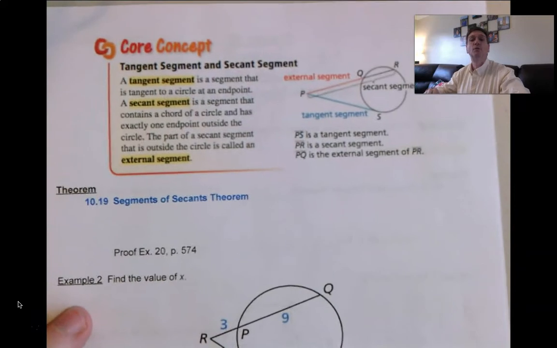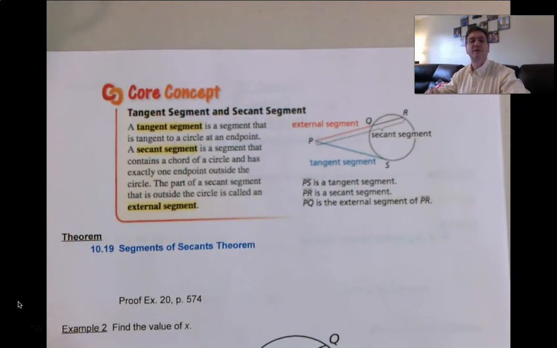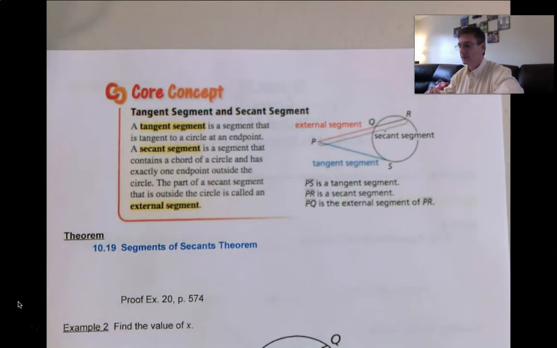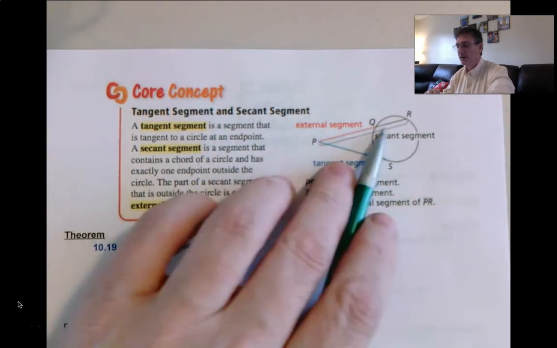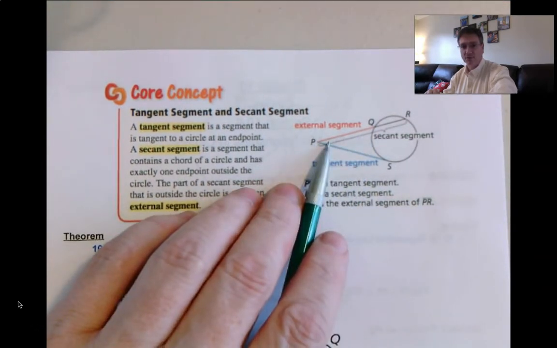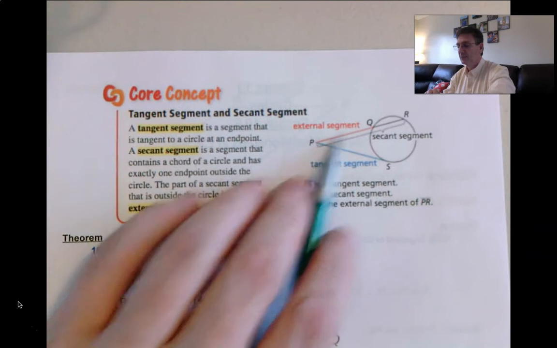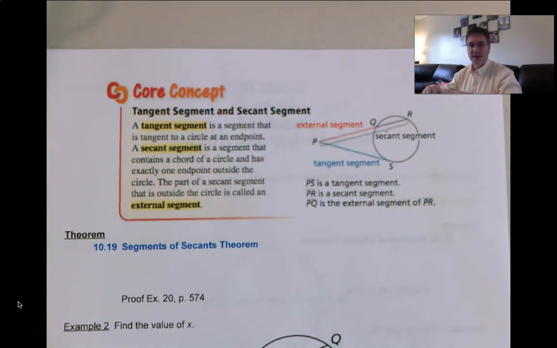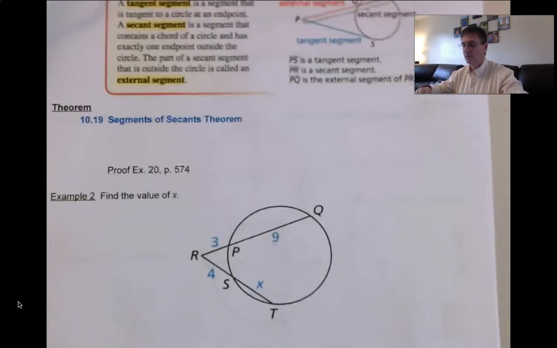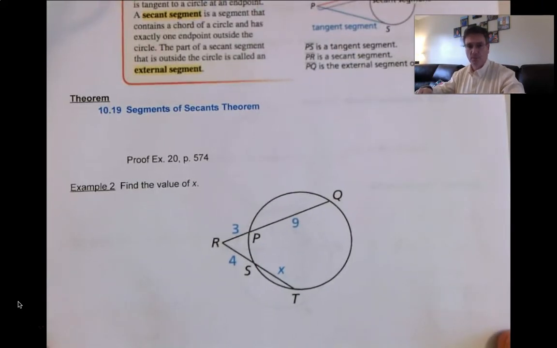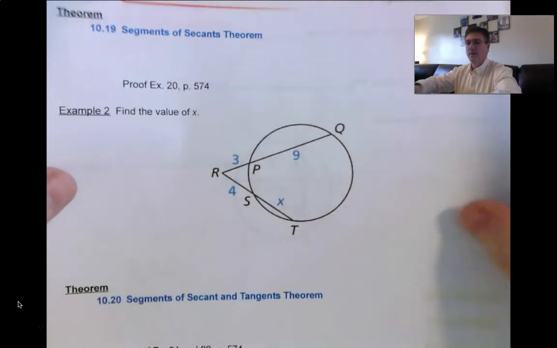Example 2 revolves around this theorem, the segment and secant's theorem. So I'm going to be talking about PQ as the external part of the secant, and then PR is the entire secant. So, example 2.